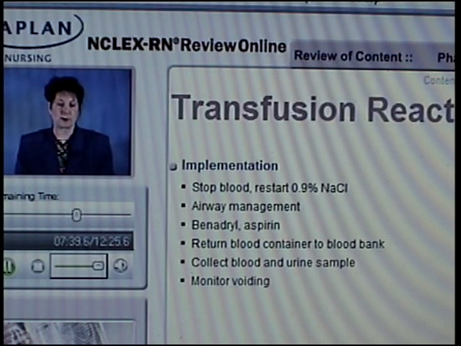And you will collect blood and urine samples to send to the lab for analysis. And you will monitor voiding. And again, you're looking for the hematuria that may be seen with some of the blood type reactions that we talked about.